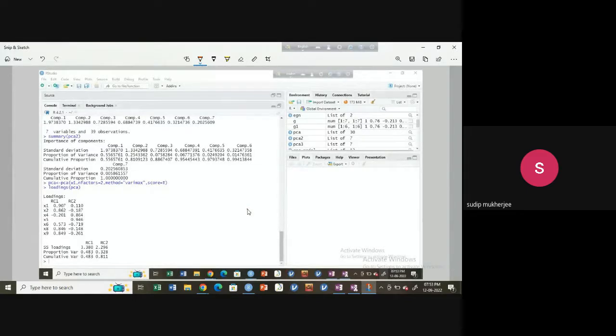You just see for x1, for factor 1, the value is 0.97, for factor 2 it is 0.110. So x1 definitely belongs to factor 1. Regarding x2, for factor 1 it is 0.62, in absolute sense for factor 2 it is 0.187. So x2 also belongs to factor 1. X4, what is the value? 0.201, 0.864. Similarly for X5, it belongs to factor 2. So X4, X5 belongs to factor 2.